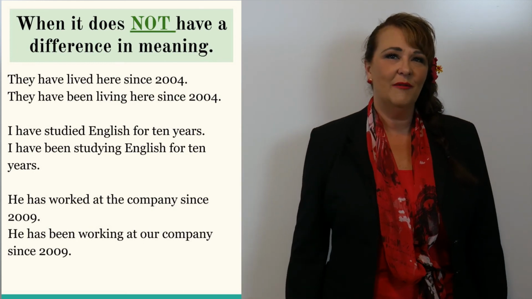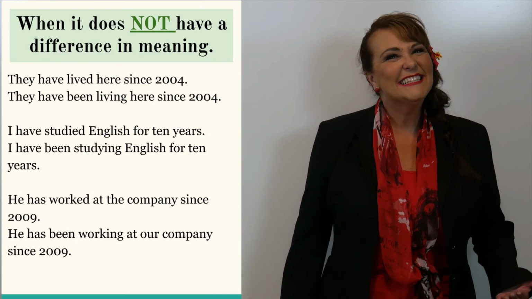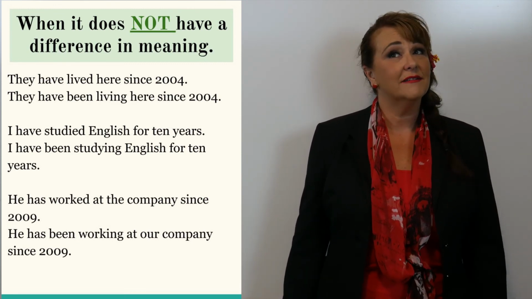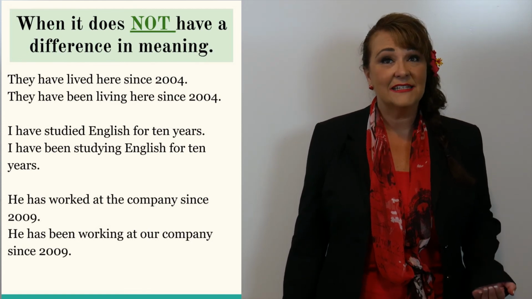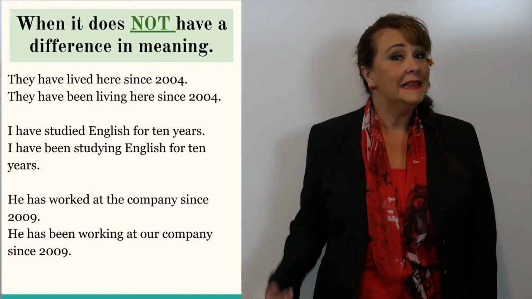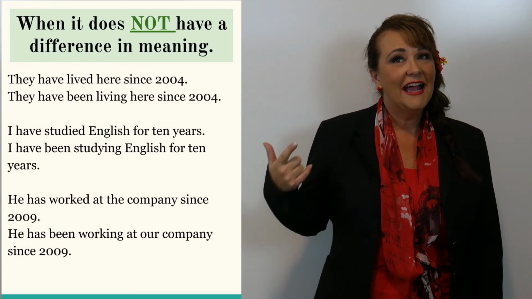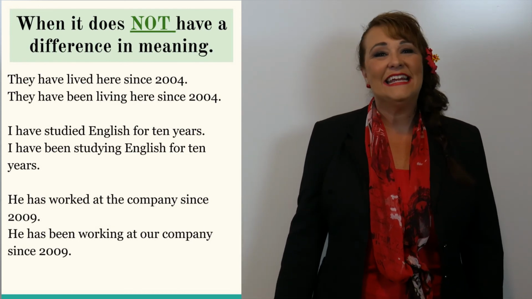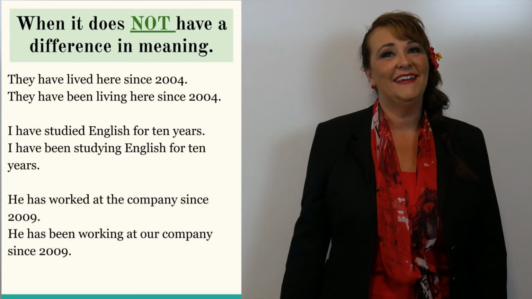Now, before you start thinking that these two aspects of the present tense always have a different meaning, let me show you when sometimes they're not that different. Take a look at the examples that you see on your screen. Sometimes there's really no difference in meaning between these two aspects. This is especially the case when you're looking at verbs like live, work, and study. Here you see some examples of when there really is not a different meaning.